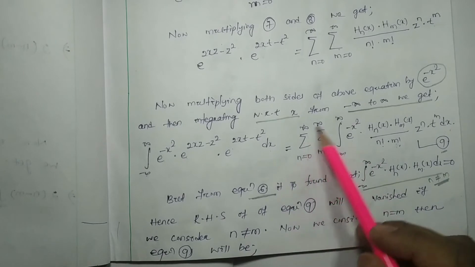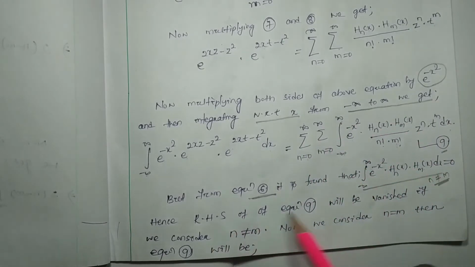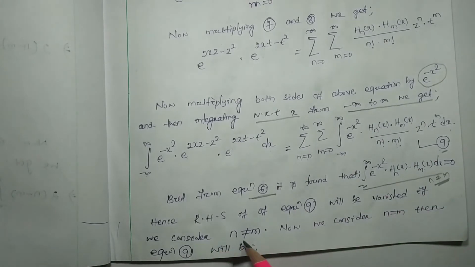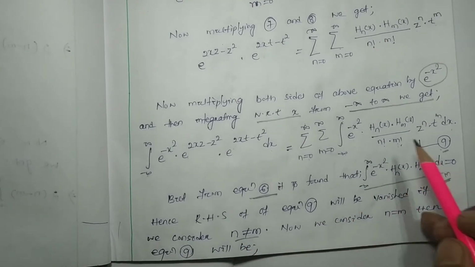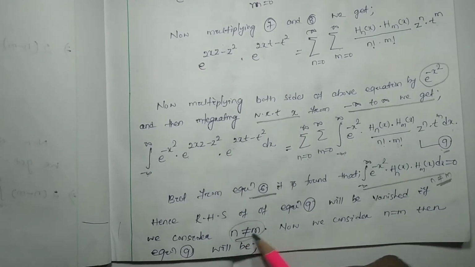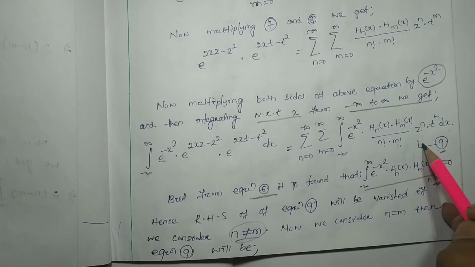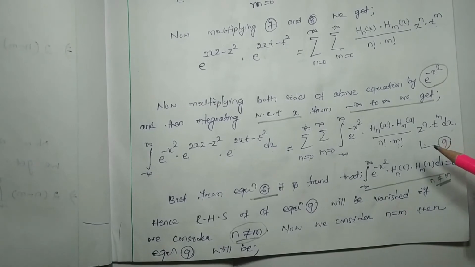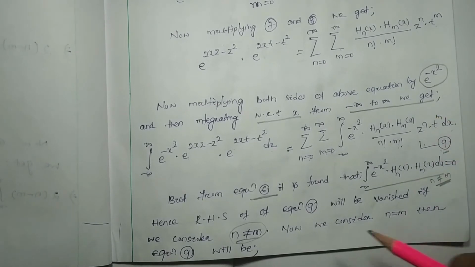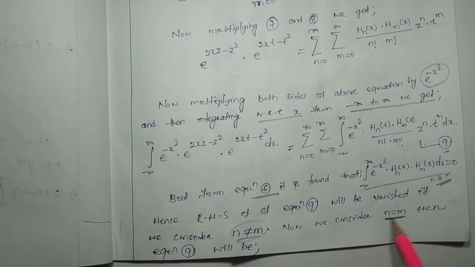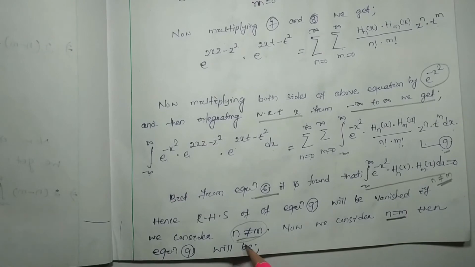Hence the right hand side of equation number 9 will vanish when n is not equal to m. But here we are trying to find out what the value will be when n equal to m. So now we consider n equal to m, then how much will equation number 9 be?